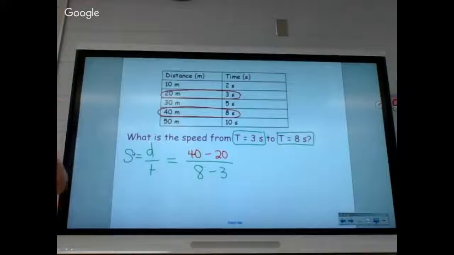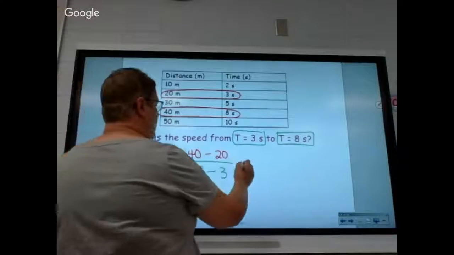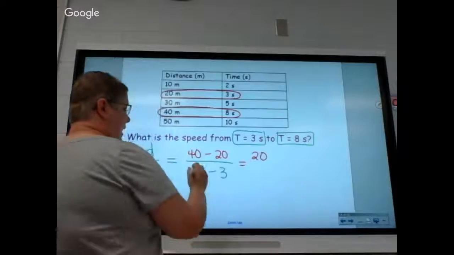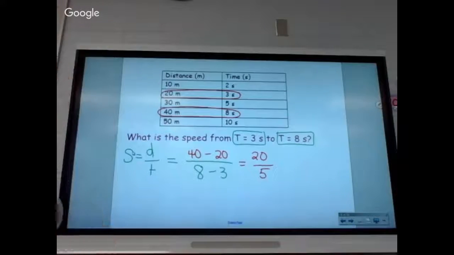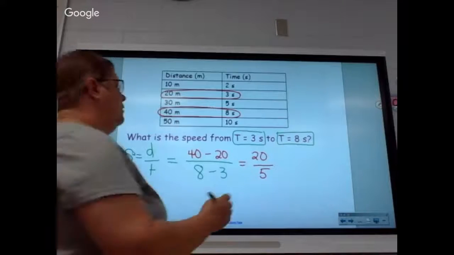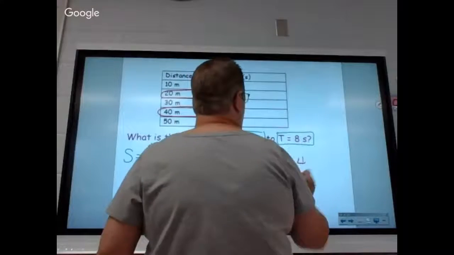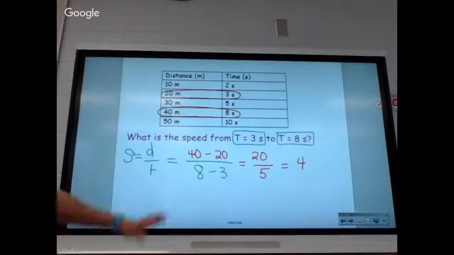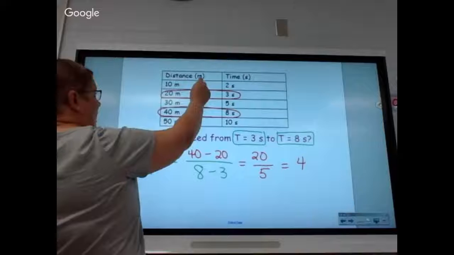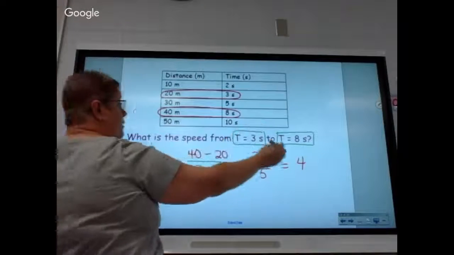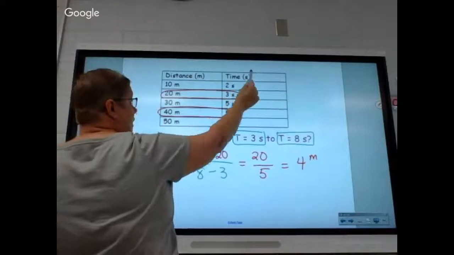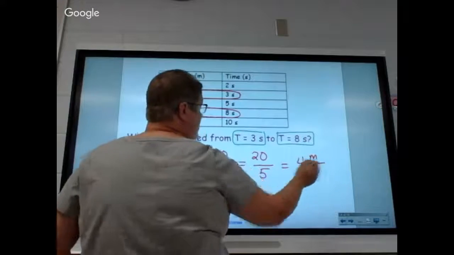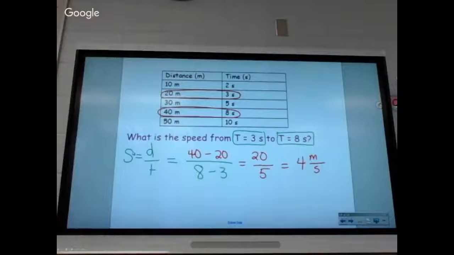From this point, you just have to solve. So 40 minus 20 is what? 20. 8 minus 3 is 5. 20 divided by 5 is? 4. Now, I didn't put any units in, but they're in the chart. What unit is on top for distance? Just M for meters. And what's on the bottom for time? Seconds. Questions about how we did that?